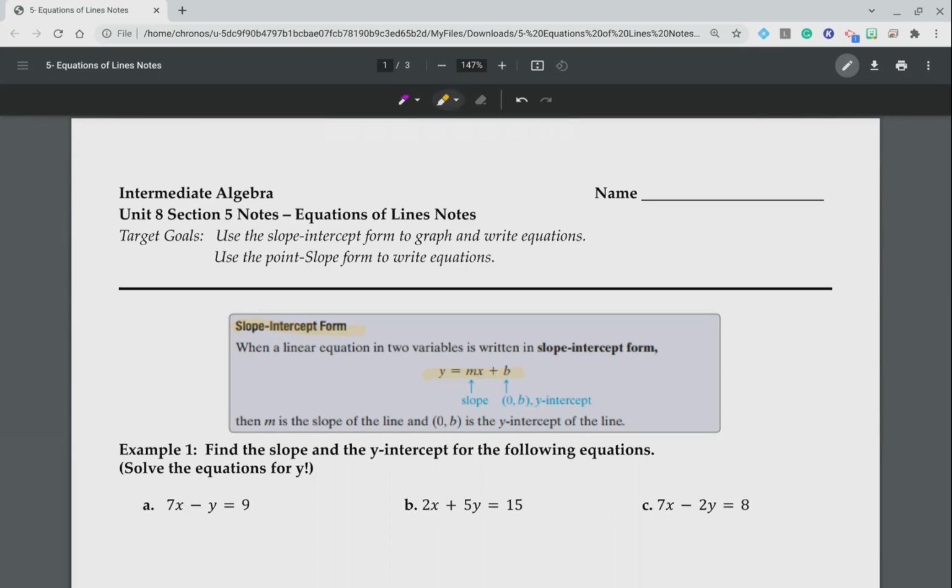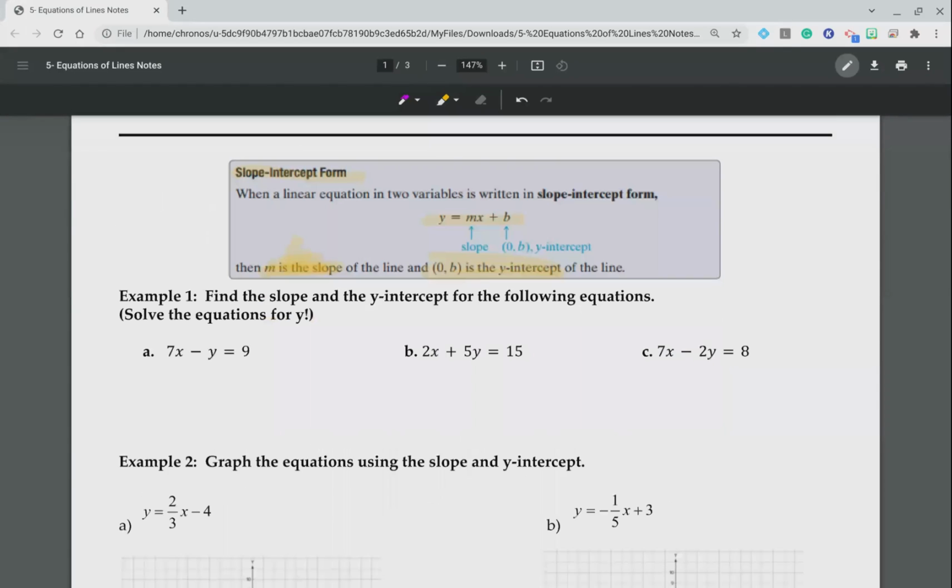My highlighter doesn't want to highlight. There we go. M is your slope. And your y-intercept is going to be (0, b), because remember your y-intercept, x is always 0. Okay, so for these first couple of examples, we are going to find the slope and the y-intercept of the equation. Now, if you look at all of these equations, the first thing you will notice is they are not in the form y equals mx plus b, okay?